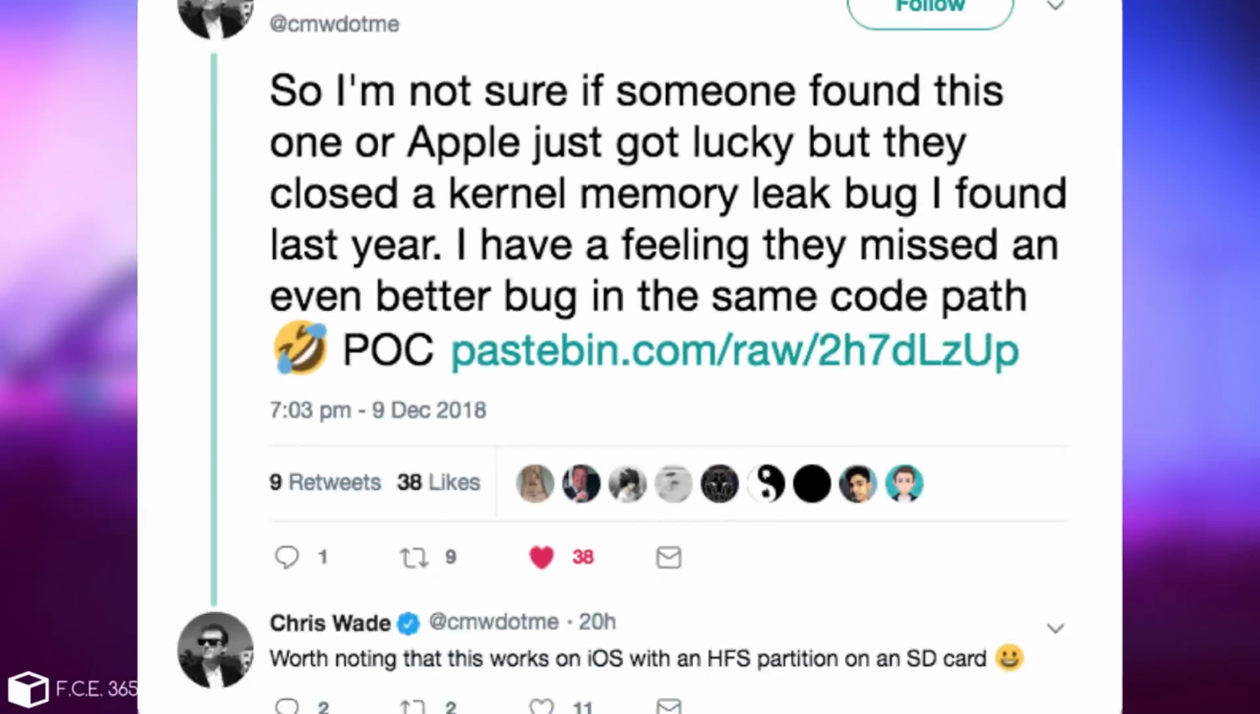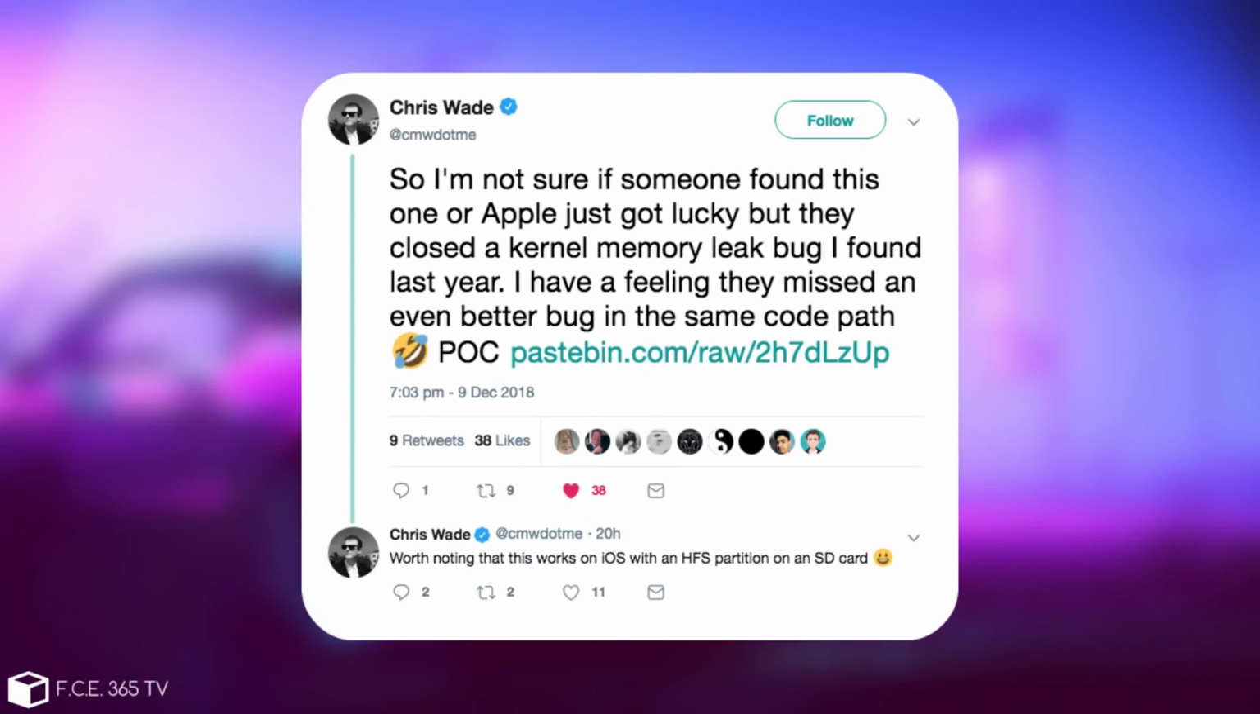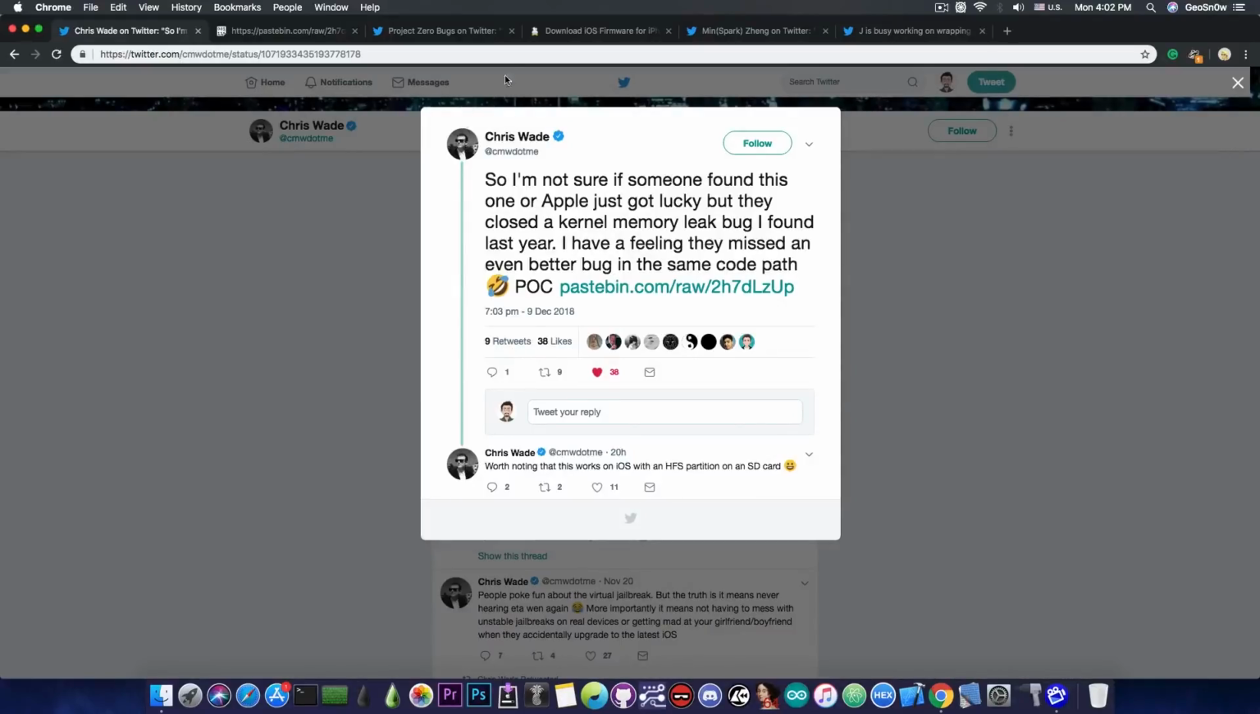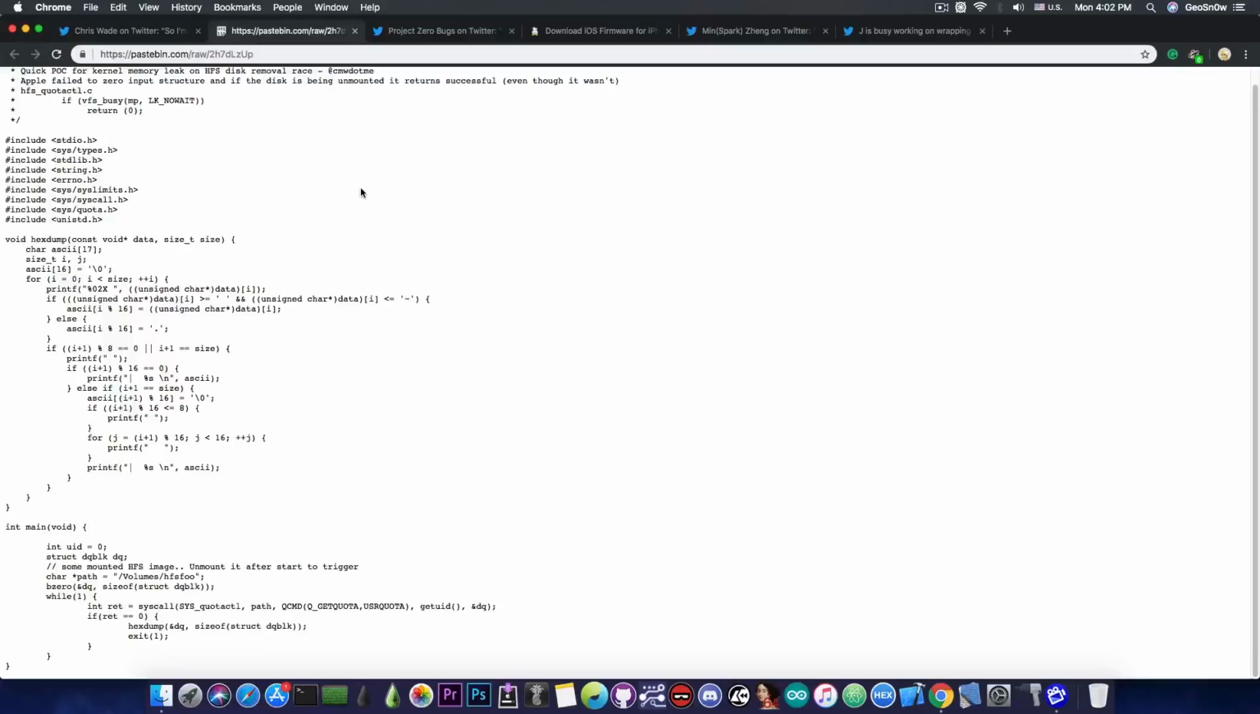He said, quote, "So I'm not sure if someone found this one or Apple just got lucky, but they closed a kernel memory leak bug that I found last year. I have a feeling that they missed even a better bug in the same code path. POC has been posted in here, and this is pretty much the code."